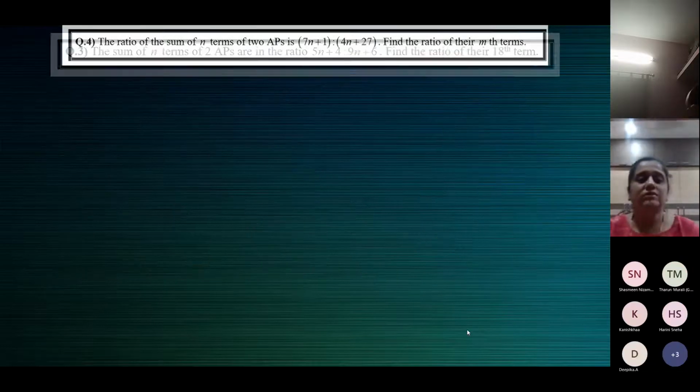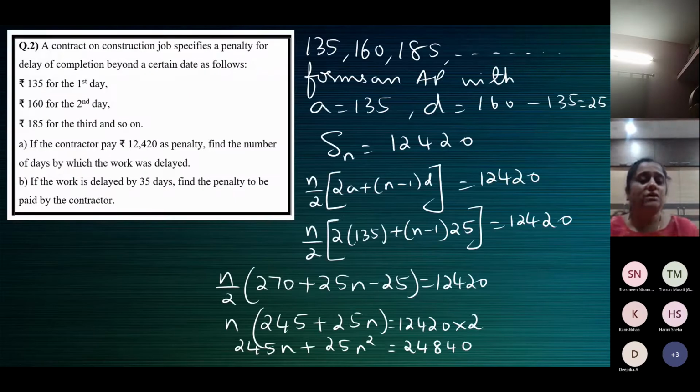Okay. Then the second part is, if the work is delayed by 35 days, find the penalty to be paid by the contractor. Now, what should we find? S35. Yes, 35. S35 or A35?